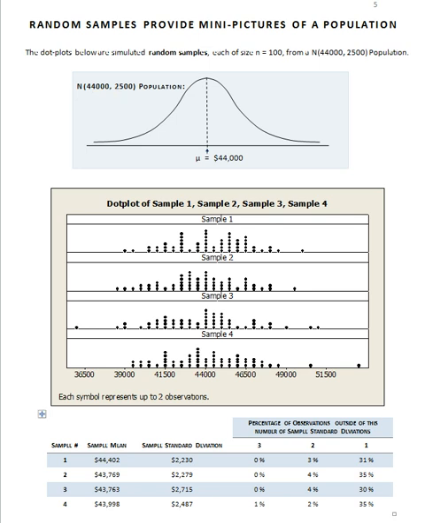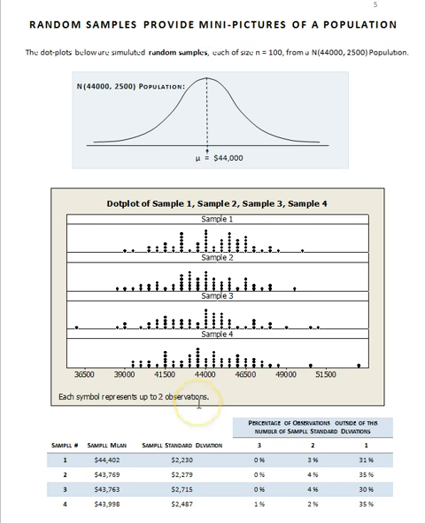Excel's analysis toolpack was asked to simulate 4 random samples, each of 100 observations, from a normal mean 44,000, standard deviation 2,500 probability distribution. Here are the 4 dot plots of the samples. Each dot represents 1 or 2 sample observations. Here's the population mean of 44,000.